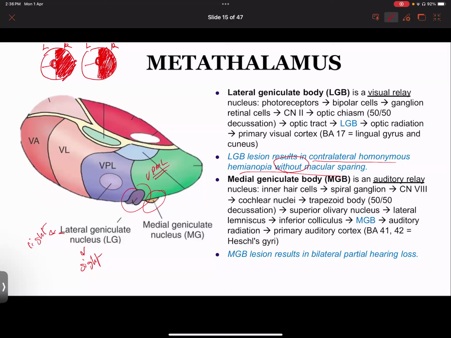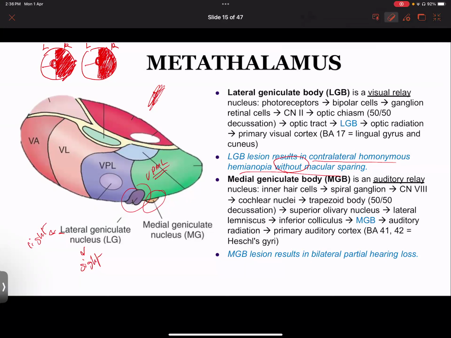What happens is we're going to have contralateral loss: if the lesion happens on the left, it's going to act on the right. Homonymous means both eyes, so both eyes are going to have the right side of the eye completely gone, without macular sparing. So even the macula in the middle is not going to be spared. The macula is in the middle, but it's the left or right part of the macula that is lost. I hope it's clear.